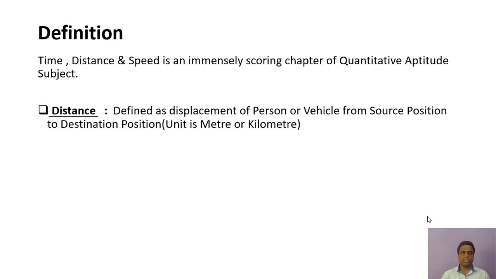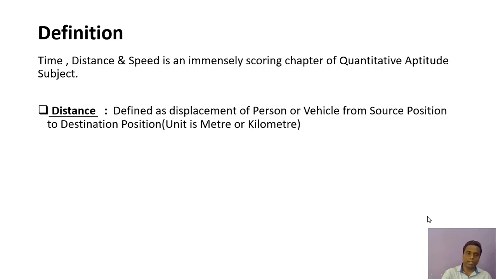We will see distance. Yes, what's distance? It is movement of a person from one place to another. It can be movement of a person, it can be movement of a vehicle from his source position to destination position. If a person or a vehicle moves from one position to another position, its displacement is defined as distance. So it is measured in two units, meter and kilometer, for normal problems.